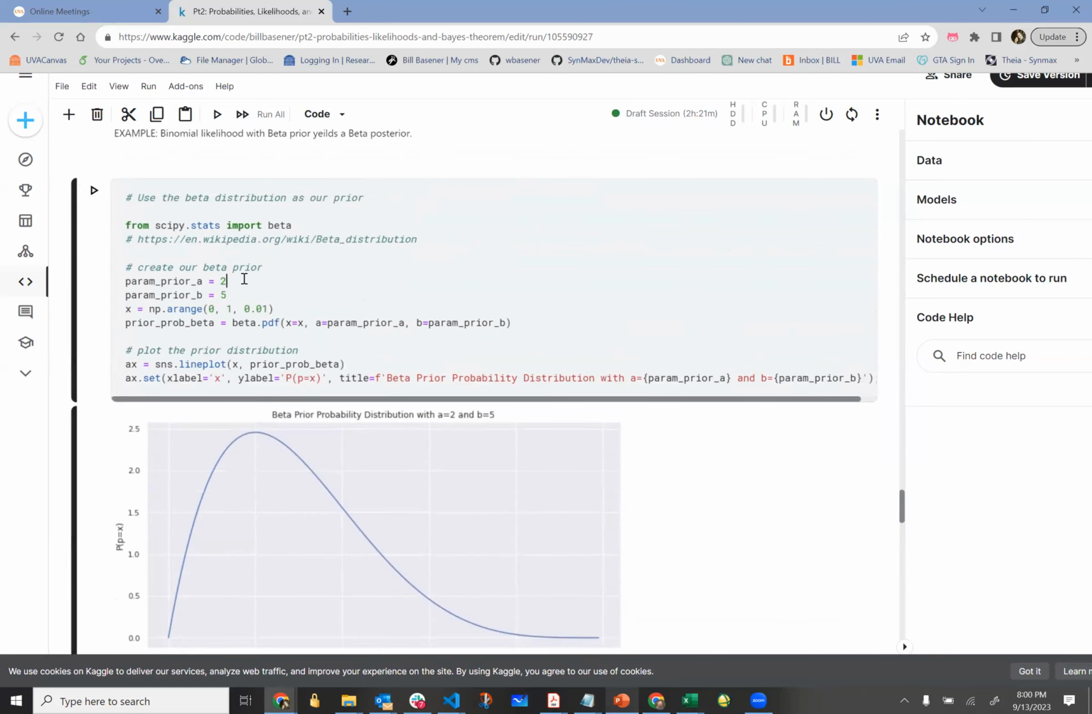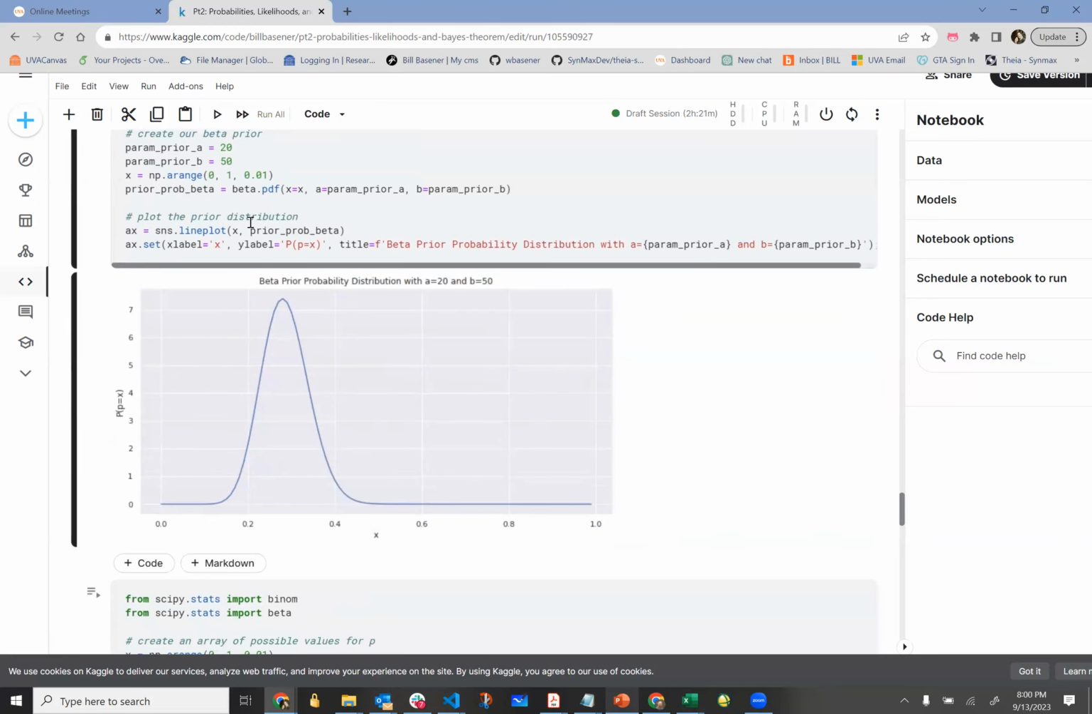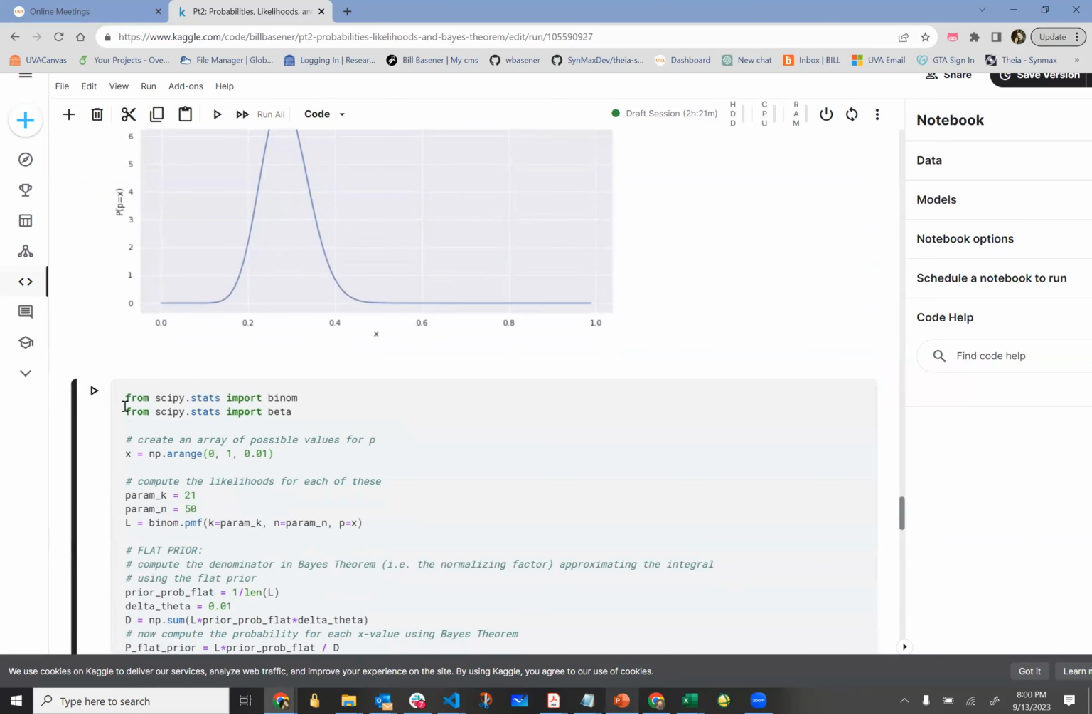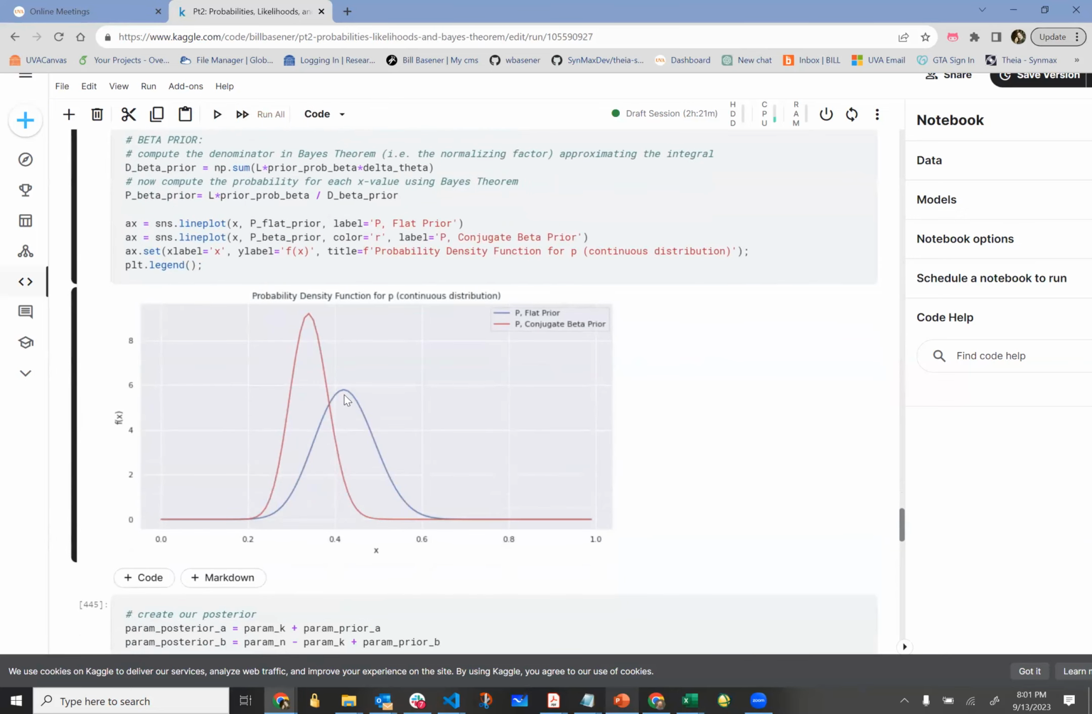What if I make this, let's say 20 and 50? I'm not really sure what that's going to look like. Okay, so you'll notice as I increase these values, I get something with less spread. It's not a normal distribution, so I wouldn't say standard deviation, but it's true the standard deviation is smaller with these bigger priors. So I could come down here and see what happens. And it shifted further to the left because my prior was narrower.